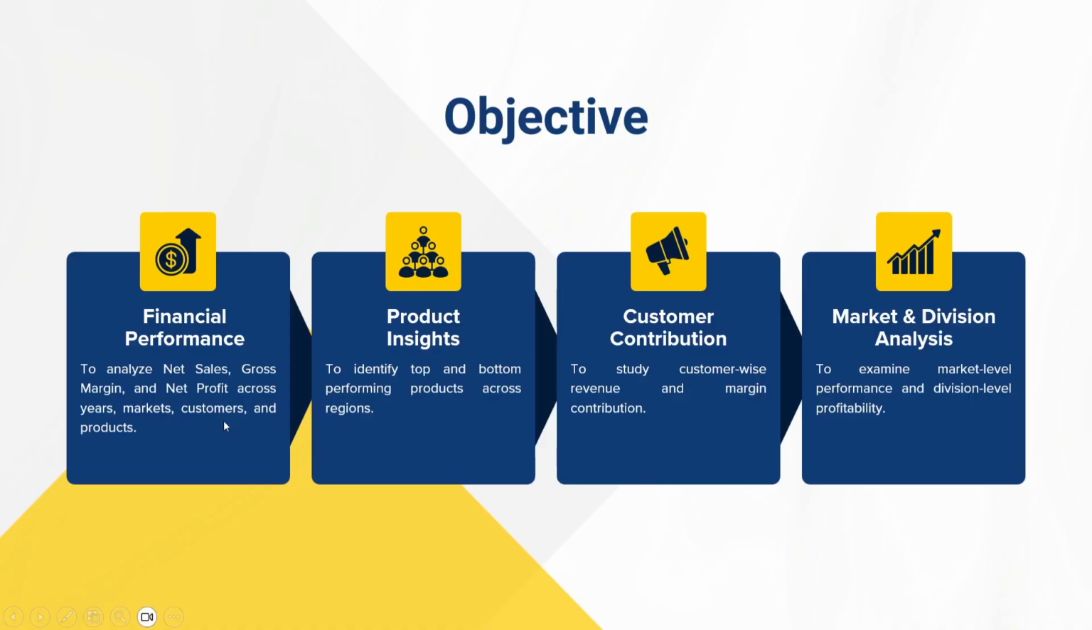Our first objective is to analyze the company's overall financial performance. Here we study net sales, gross margin and net profit across multiple years by market and customers. Our second objective is to identify both top performing and low performing products across different regions. Next, we analyze the customer wise revenue and margin contribution. And our fourth objective is to examine the performance at the market and division level. Here we compare sales and profitability across various countries and regions.